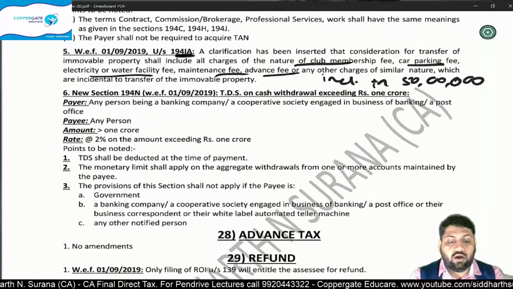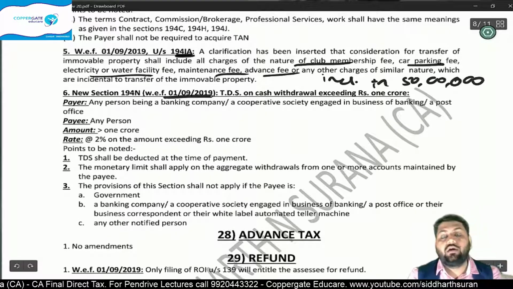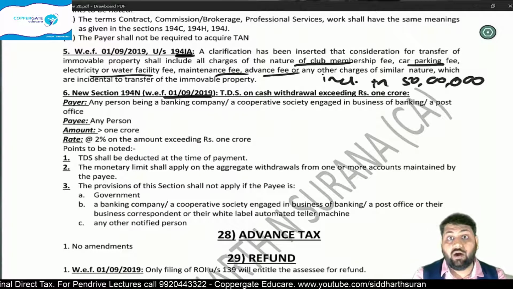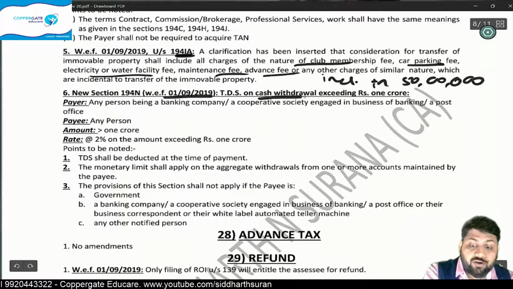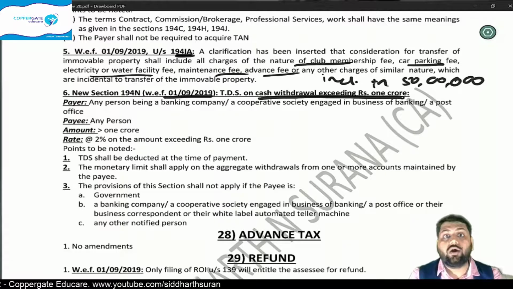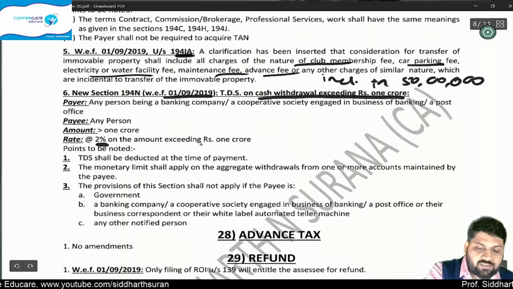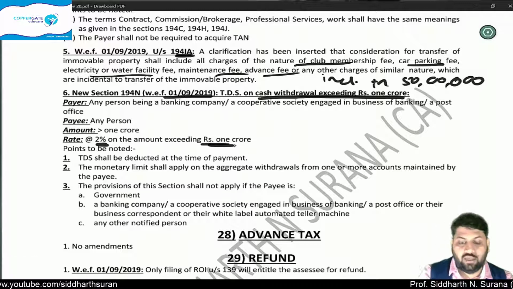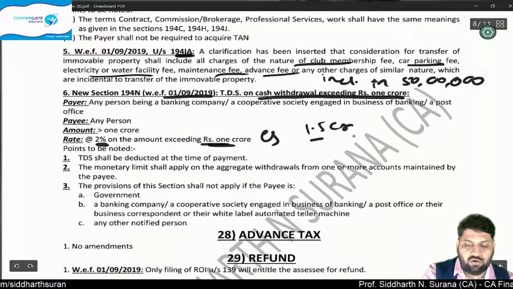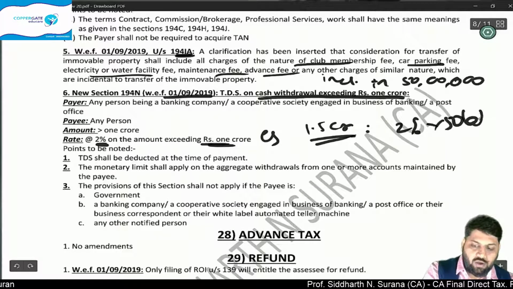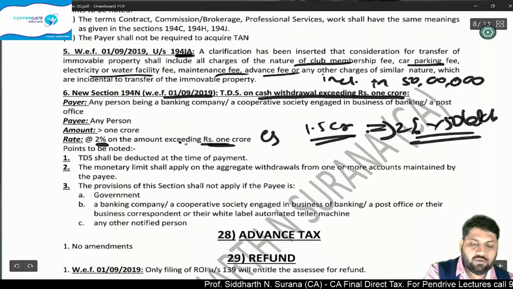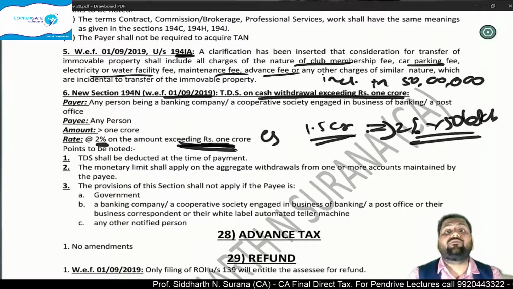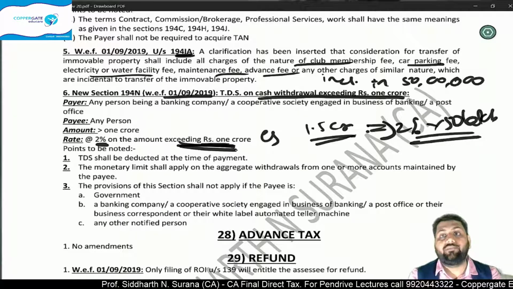Next, again from 1st September 19, a very, very important amendment has taken place. Be very careful, this is a very big place where students can go wrong. The amendment has become applicable from 1st September 19. If you are withdrawing cash from your account exceeding 1 crore, then 2% TDS will apply on the amount exceeding 1 crore. Therefore, for example, if you are withdrawing 1.5 crore, then 2% will come on 50 lakh rupees. If you are withdrawing 1 crore 1 lakh, then only on the 1 lakh, the amount exceeding 1 crore. Whenever you are withdrawing cash from your account, TDS will be deducted at 2%.